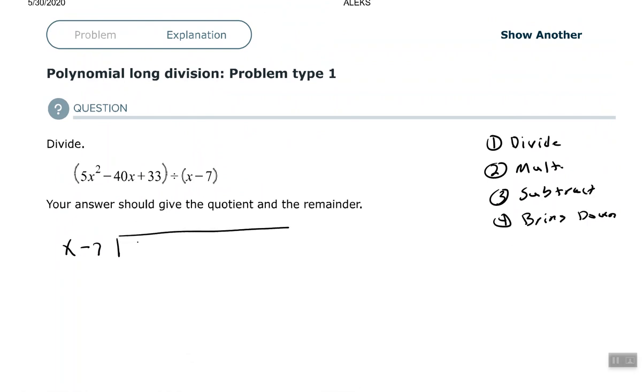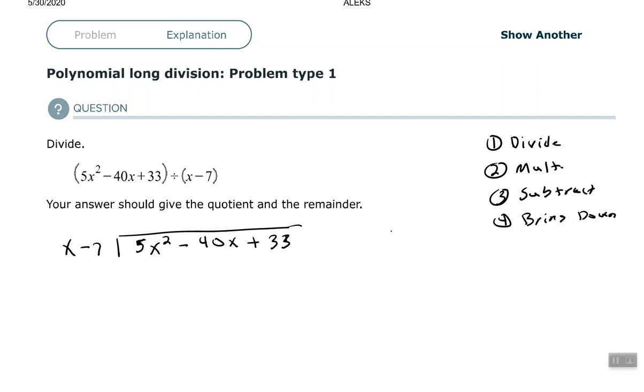Now, one thing you have to make sure is that the polynomial on the inside, the dividend, is in complete descending variable order. That means if we start with, say, a term that has x to the third, then our next term needs to be x squared, x to the first, and then the regular number. We'll see what to do when we have missing terms in the synthetic division video. So this is x squared, and then I have x to the first, and then I have my regular number here, my integer. So this is in descending variable order, and I don't have any missing terms.